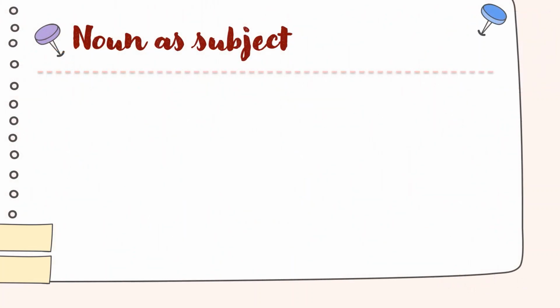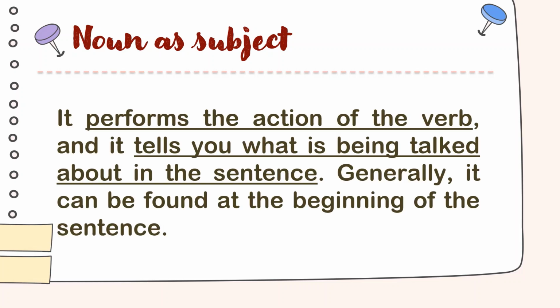First, it may be used as a subject. When a noun is used as a subject, it performs the action of the verb and it tells you what is being talked about in the sentence. Generally, it can be found at the beginning of the sentence.